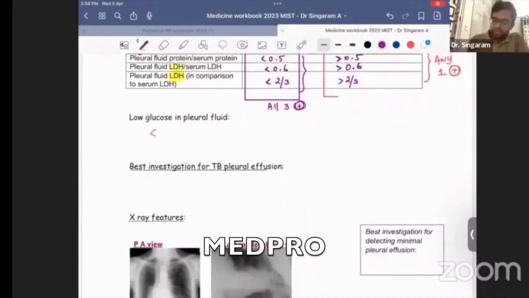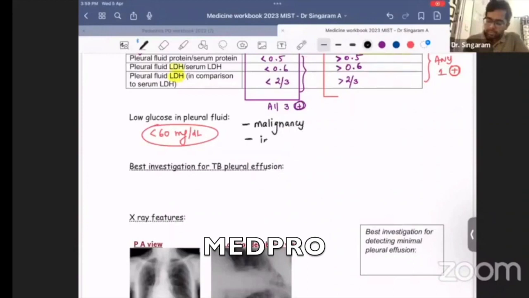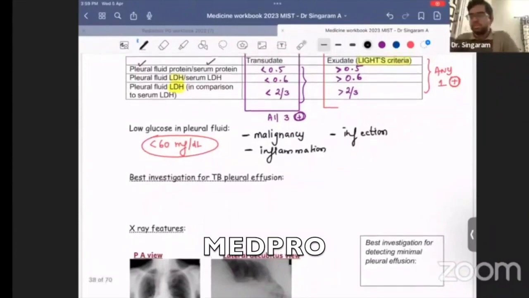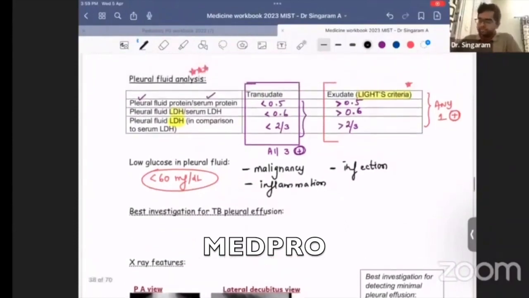By definition, it is levels less than 60 milligram per deciliter. Low glucose in the pleural fluid is a sign of two important things basically for your exam. One is malignancy, and it is a sign of inflammation, and also it can be seen in infections. So whatever I have told for exudative pleural effusion applies: malignancy, inflammation, and infection. So you can just remember low glucose is also a feature of exudative pleural effusion. Like that you can easily remember. Okay, so this is how we differentiate between transudative and exudative pleural effusion.